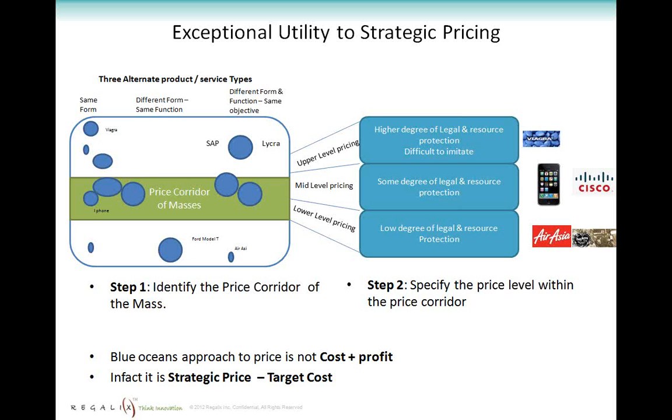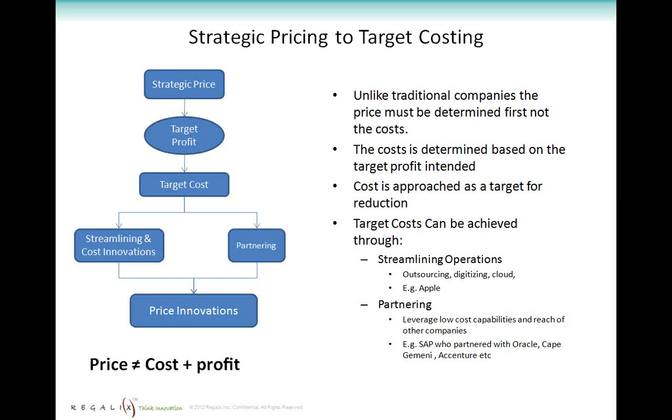Once this strategic pricing is identified, we need to understand why the pricing comes before cost. Blue Ocean's approach to price is not cost plus profit, but in fact strategic price minus target cost. Unlike traditional companies, the price must be defined first and not the cost. Once the cost is determined, then you need to define what the target profit is that is intended.